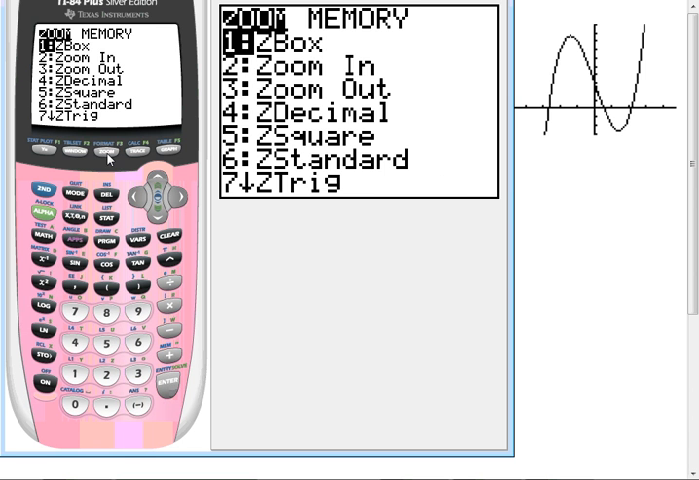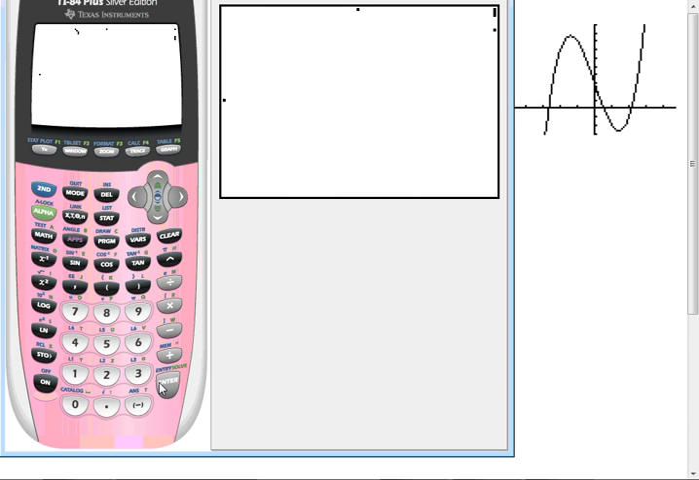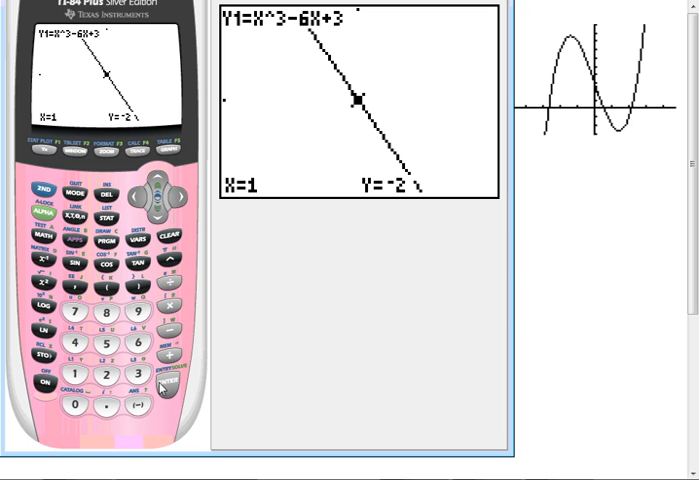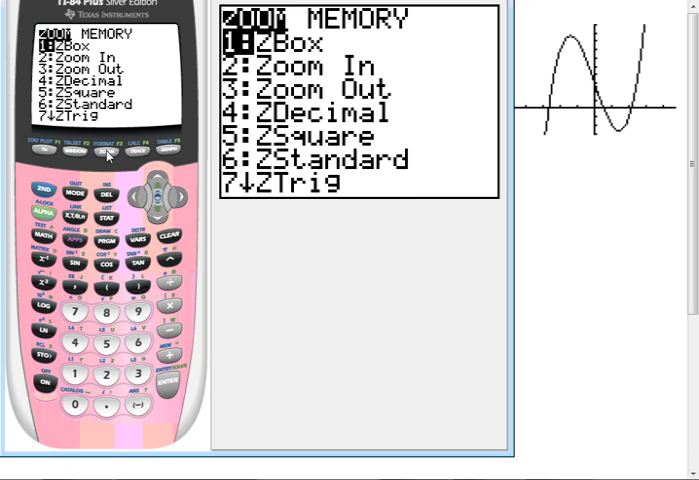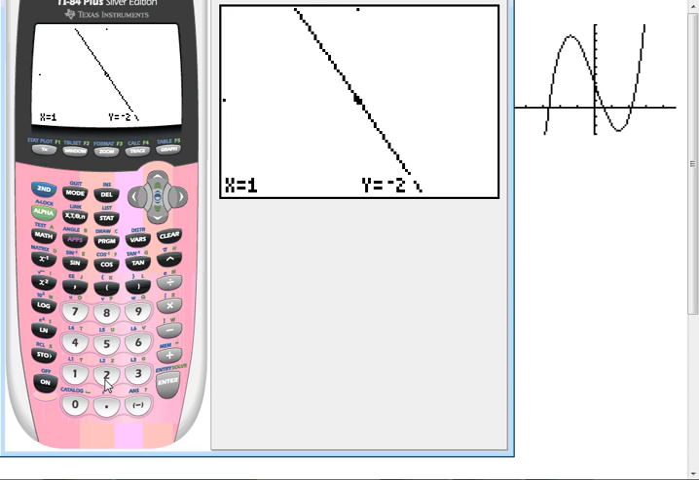Whoops. No, just trace it. Trace. There it is. No, you're doing fine. Now, that looks pretty straight, or you want to zoom in again. Be careful not to zoom in too many times, because then the graph will become corrupt. So we're going to zoom one more time, just to make sure that we're okay. And, oh, that looks really straight, I think.